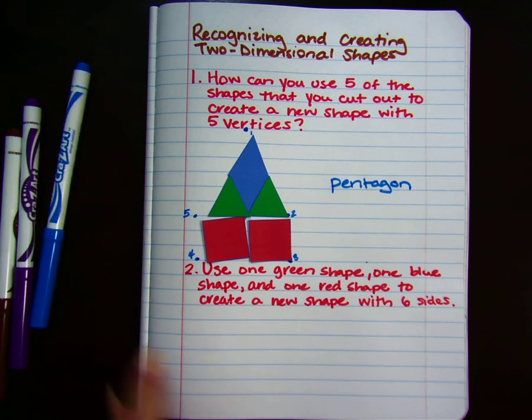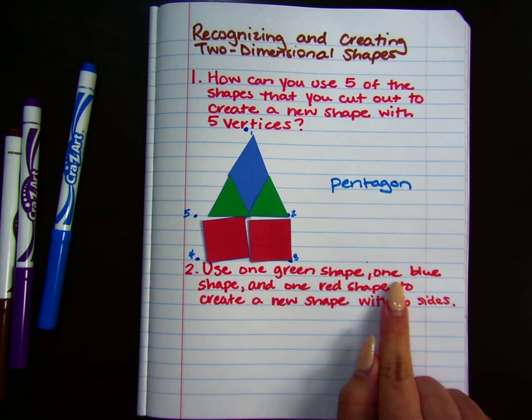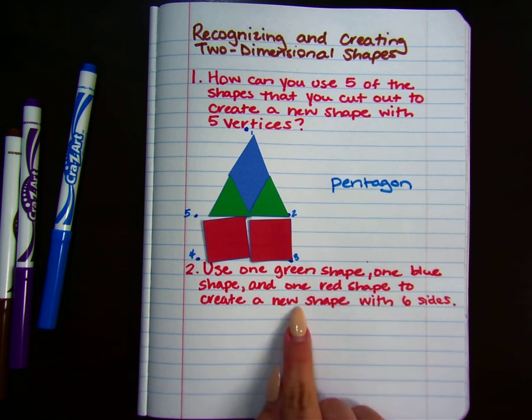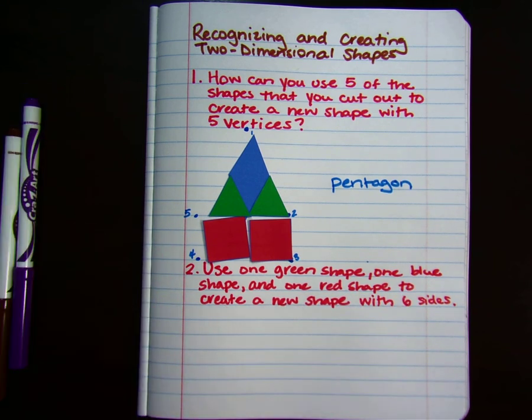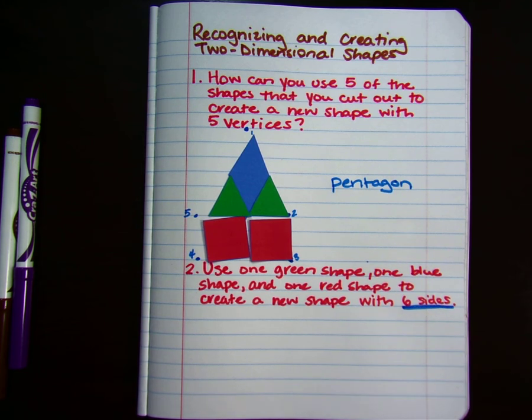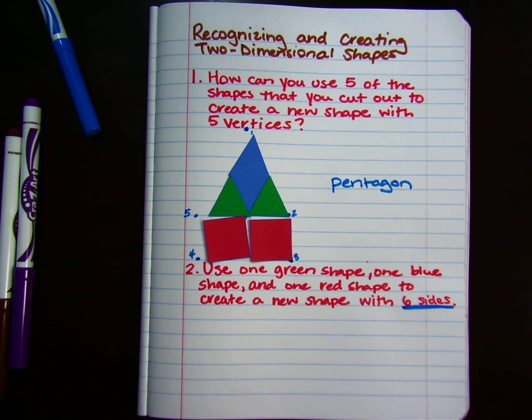Number 2 says use 1 green shape, 1 blue shape, and 1 red shape to create a new shape with 6 sides. So now we're looking for a shape with 6 sides. There's probably more than one way to do this one as well, but here is one example.